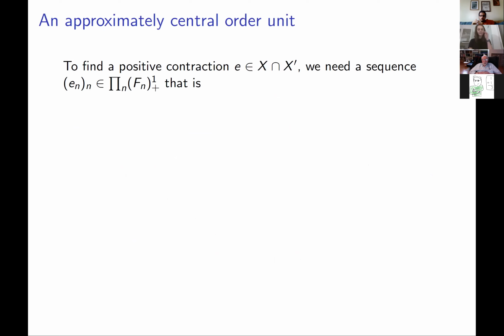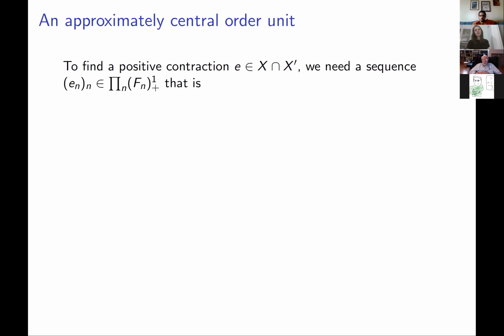So first thing I want to encode is finding a positive contraction that lands in X and commutes with X. So I'm going to spare you guys of the technical definitions. I told you I would only subject you to it once with asymptotic multiplicativity. So I'll just give you a feeling for what we try to encode.